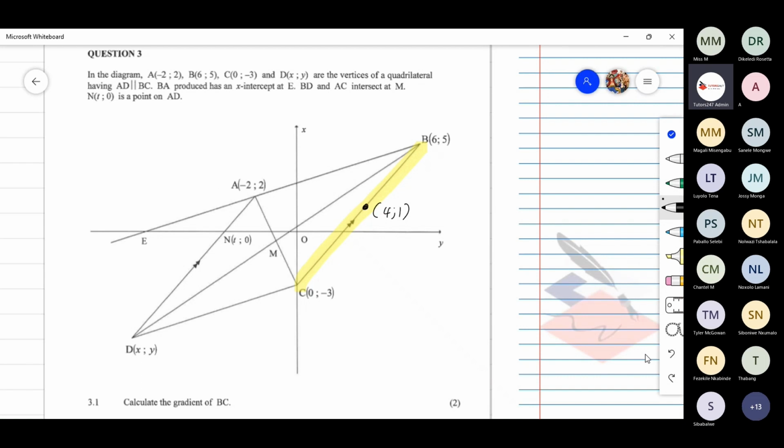It does not matter as long as it is two coordinates on the line. Before we get to that question, just allow me a moment. There is a question in the group, in the chats.